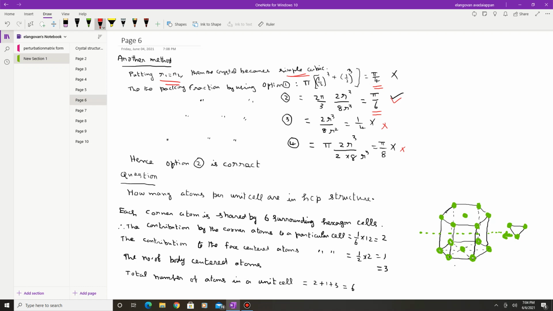The next question is, how many atoms per unit cell are in the HCP structure, the hexagonal close-packed structure? Here is the diagram of the HCP. This is a hexagon, base as well as the top. You draw this diagram. It is a hexagonal structure, and there are face-centered atoms at the top face and the bottom face also. And for the hexagonal close-packed arrangement, you have 3 more atoms which lie within the cell, here.